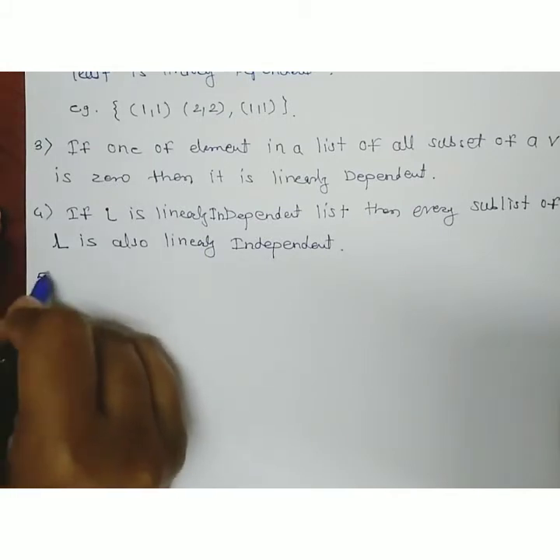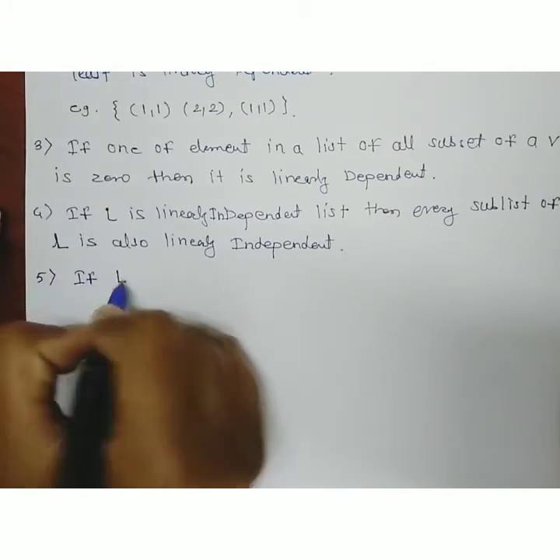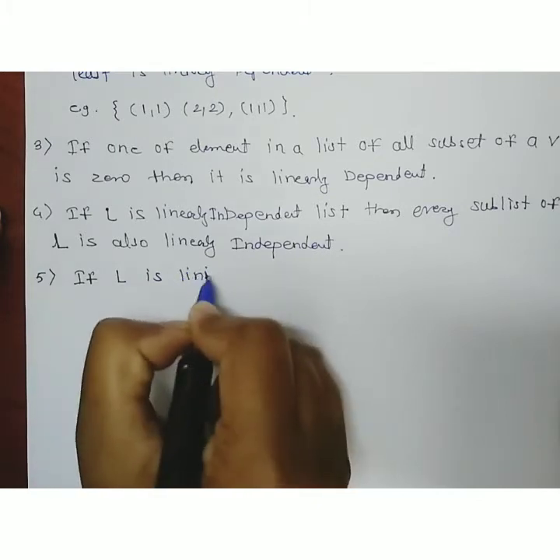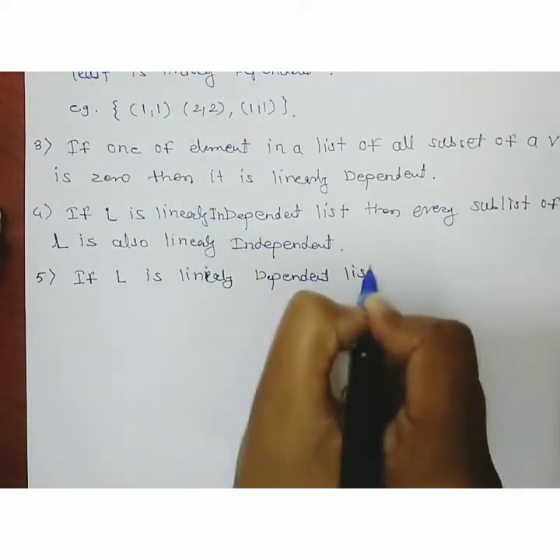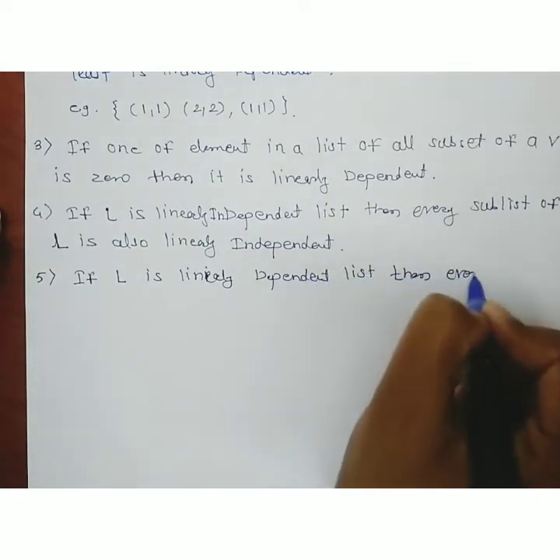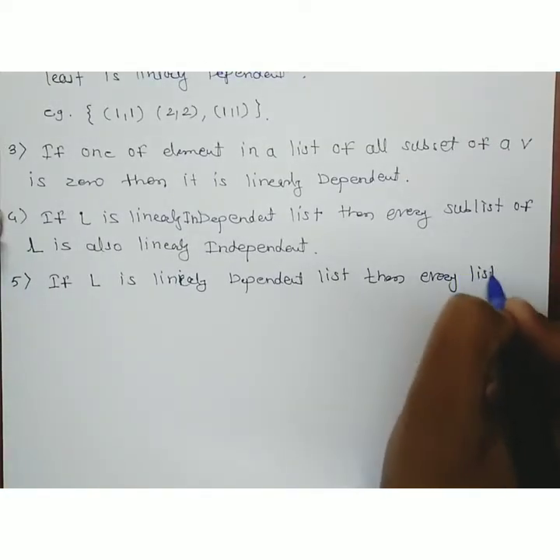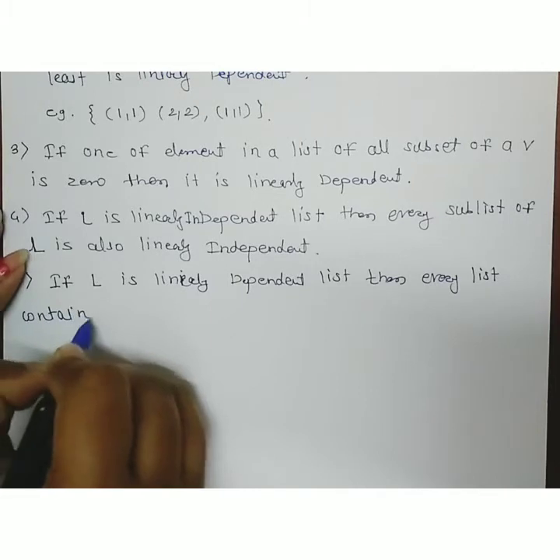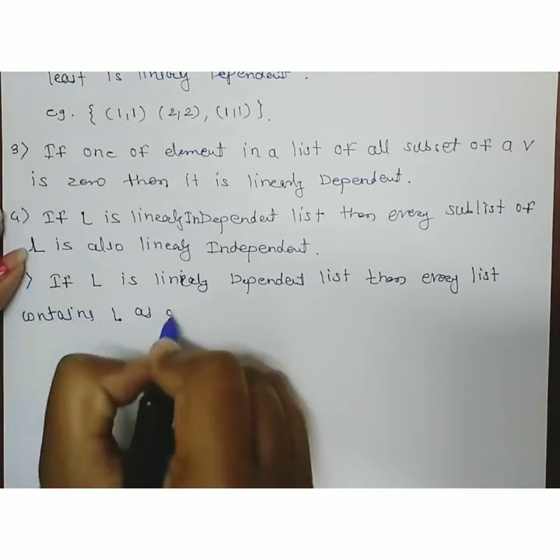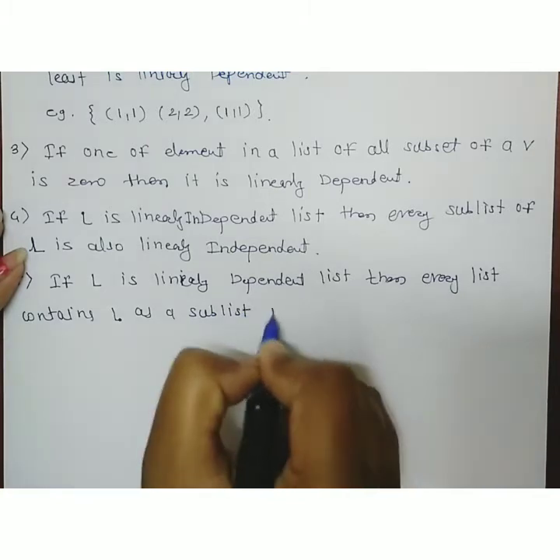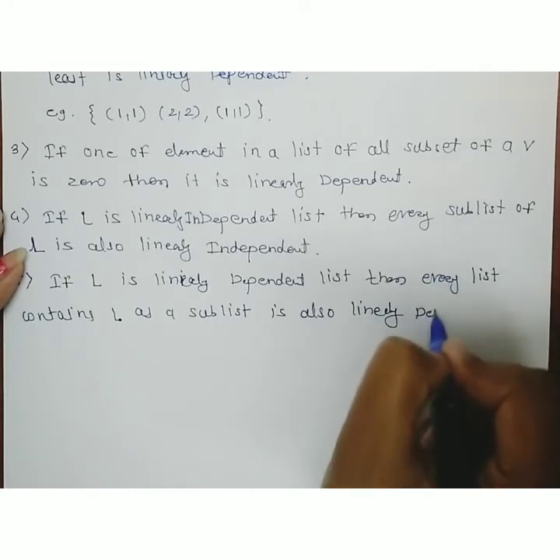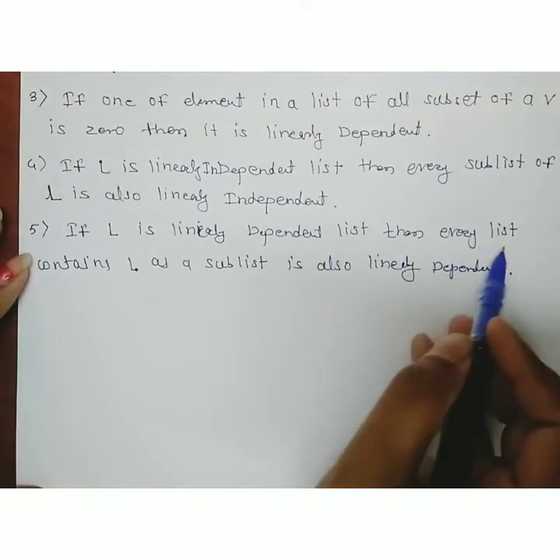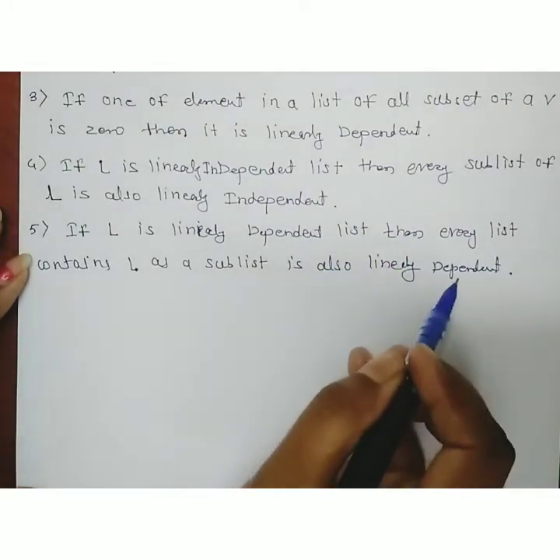Now the next is the fifth note: if L is a linearly dependent list, then every list that contains L as a sublist is also linearly dependent. If L is a linearly dependent list, then every list containing L as a sublist is also linearly dependent.